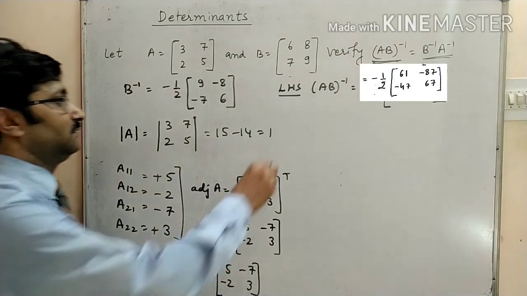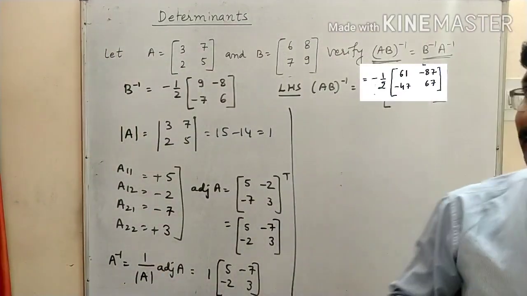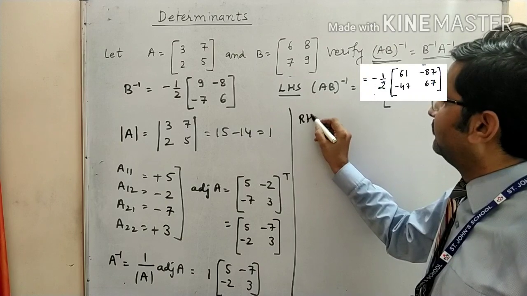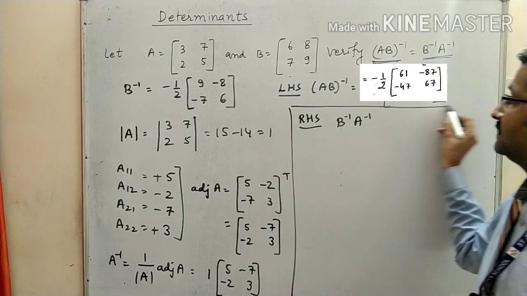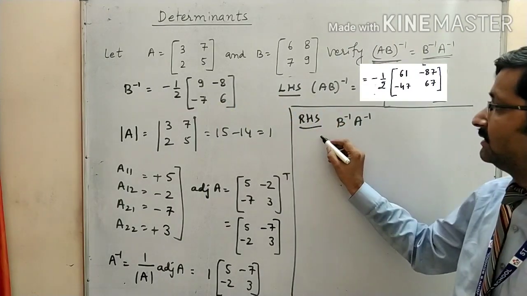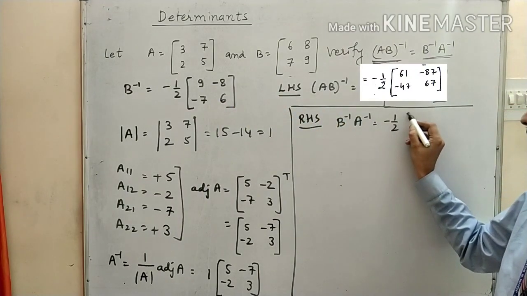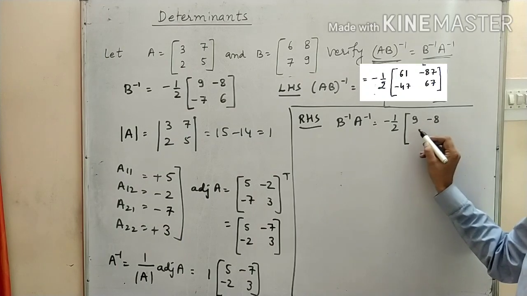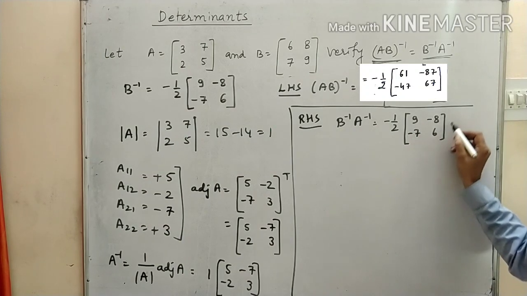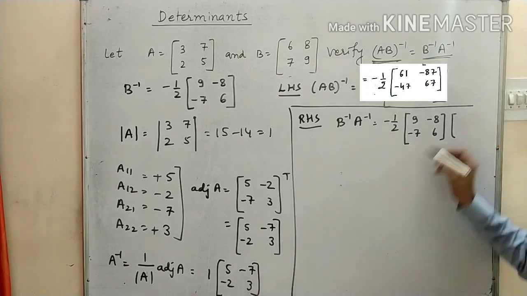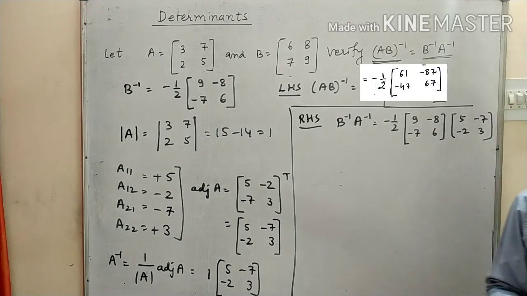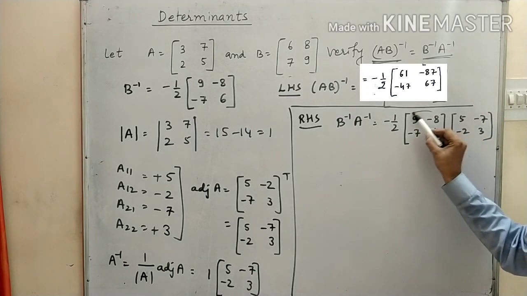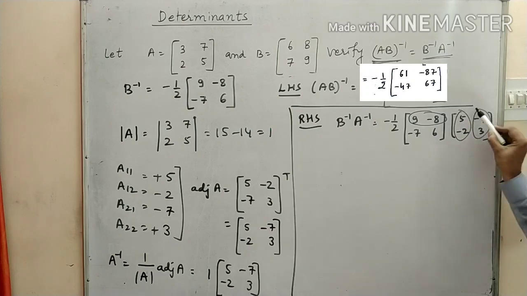Now look here, we have to write the right hand side. In the right hand side we have B inverse into A inverse. B inverse we already found, you can write here: minus 1 upon 2 times 9, minus 8, second row 7 and 6, and A inverse, just found here: 5, minus 7, minus 2 and 3. These you have to multiply, and you already know the multiplication rule: the first row you multiply by these columns, and the second row also you multiply by these columns.